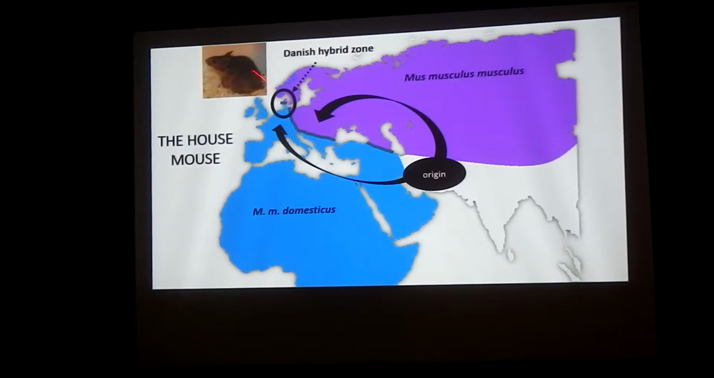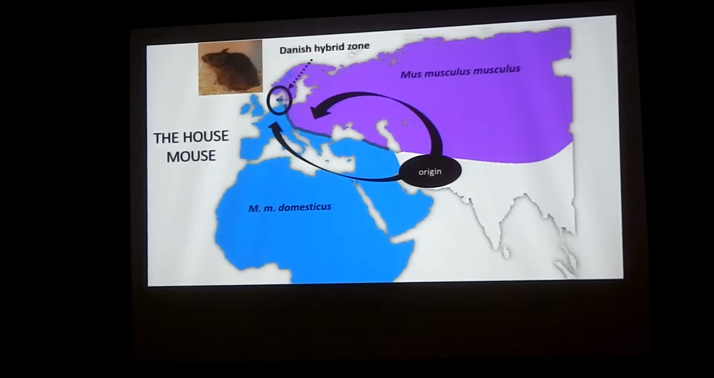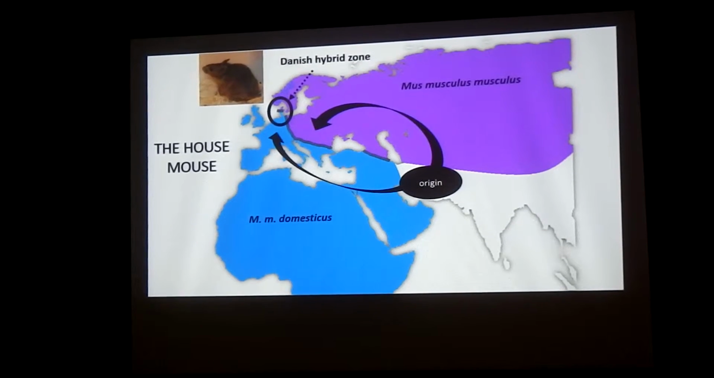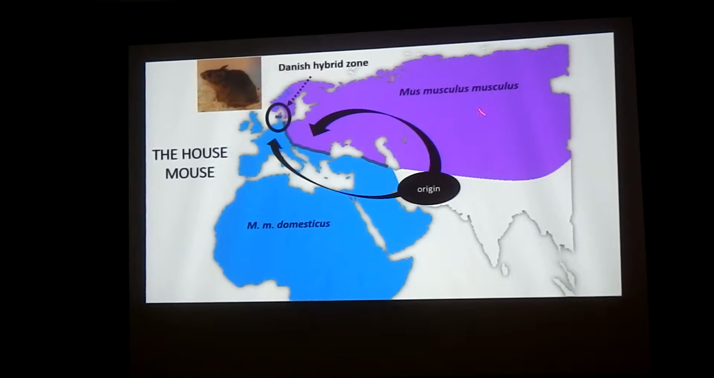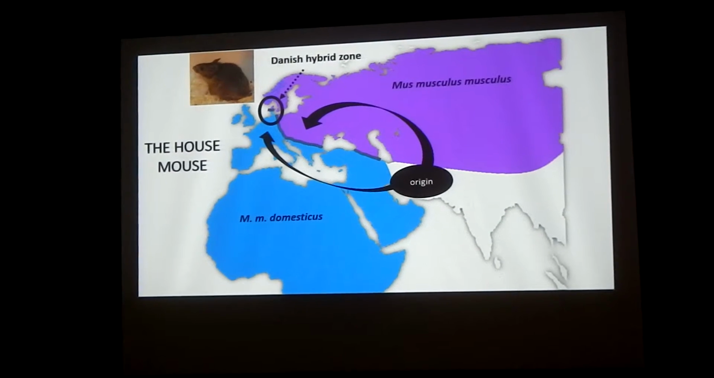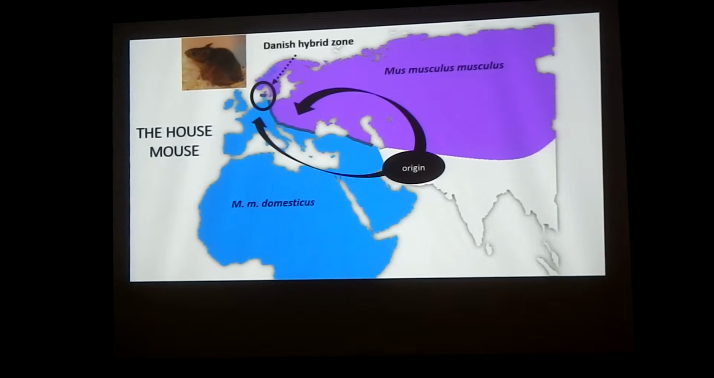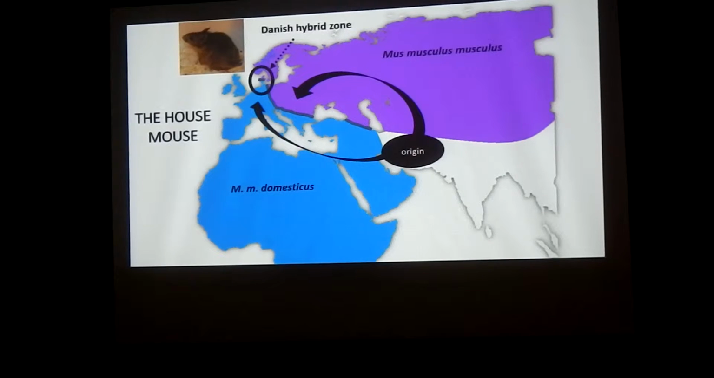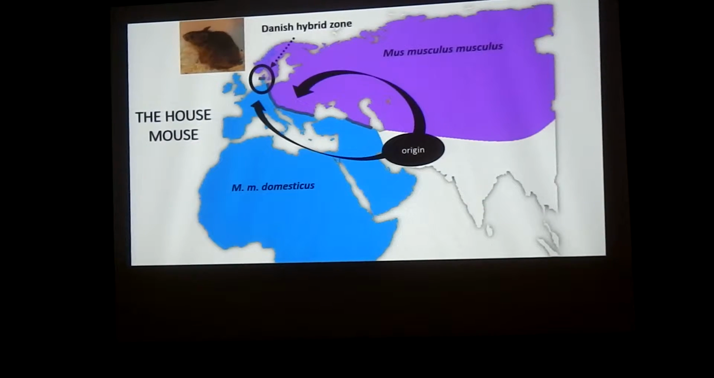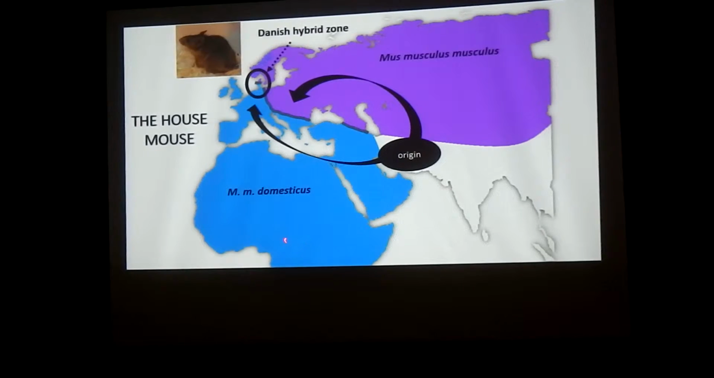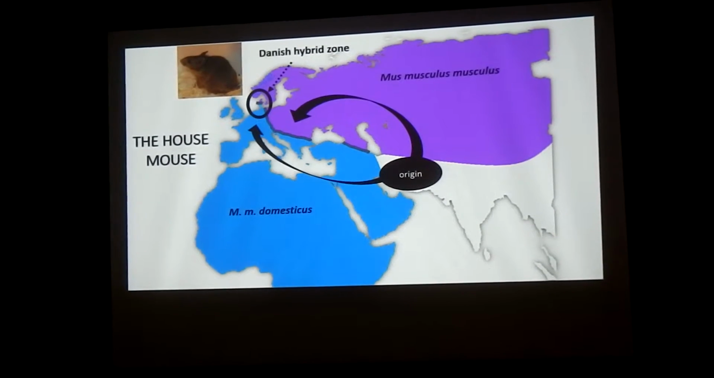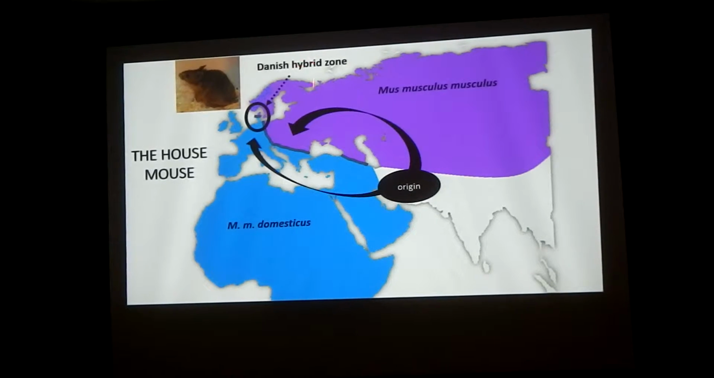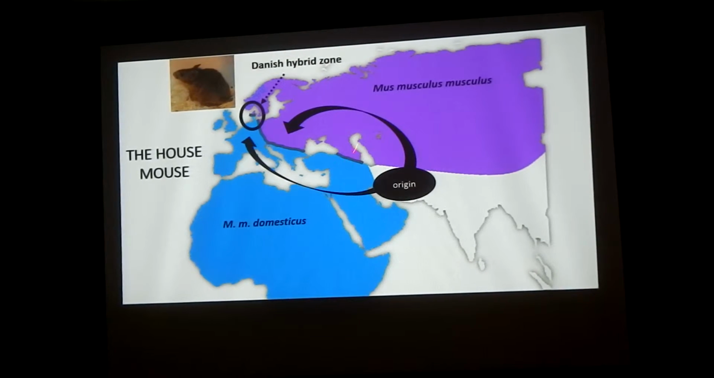So our study model is the house mouse, and the house mouse is a wild animal that originated in Asia some 100,000 years ago. It colonized Europe through two independent routes, and during this time it has accumulated divergence, resulting in two subspecies, Musculus, which is the short-tailed house mouse, and Domesticus, which is the long-tailed house mouse. And these two subspecies are called subspecies because they hybridize wherever they meet, and they form a secondary contact going from Scandinavia to the Caspian Sea.